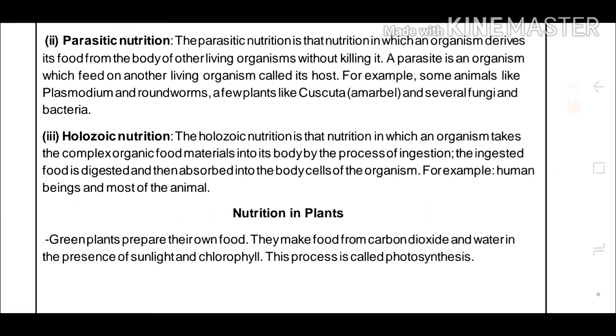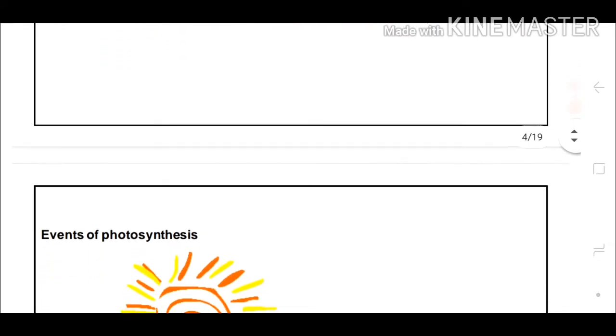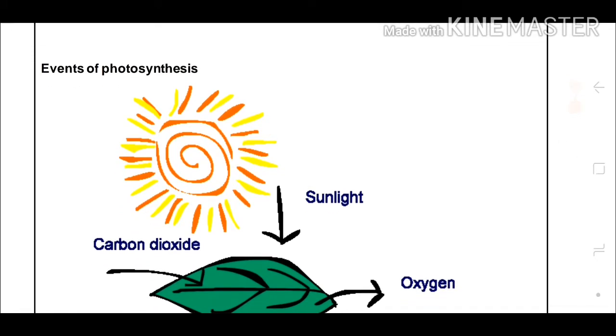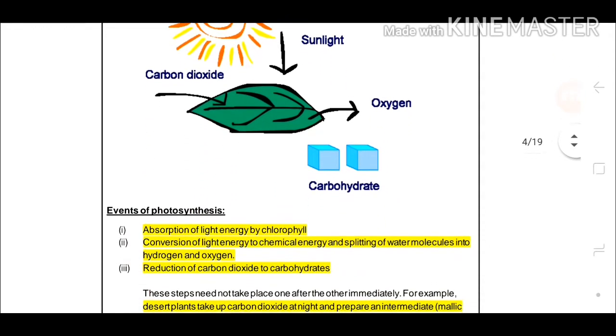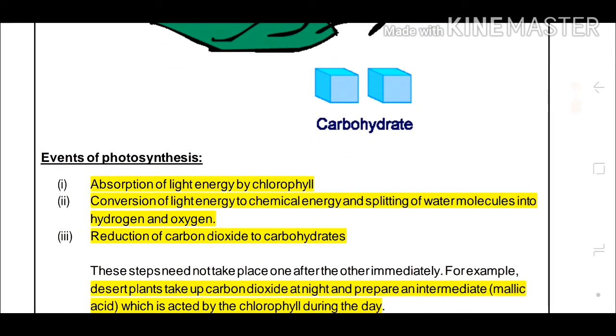Nutrition in plants. Green plants prepare their own food. They make food from carbon dioxide and water in the presence of sunlight and chlorophyll. This process is called photosynthesis. Events of photosynthesis. 1. Absorption of light energy by chlorophyll.